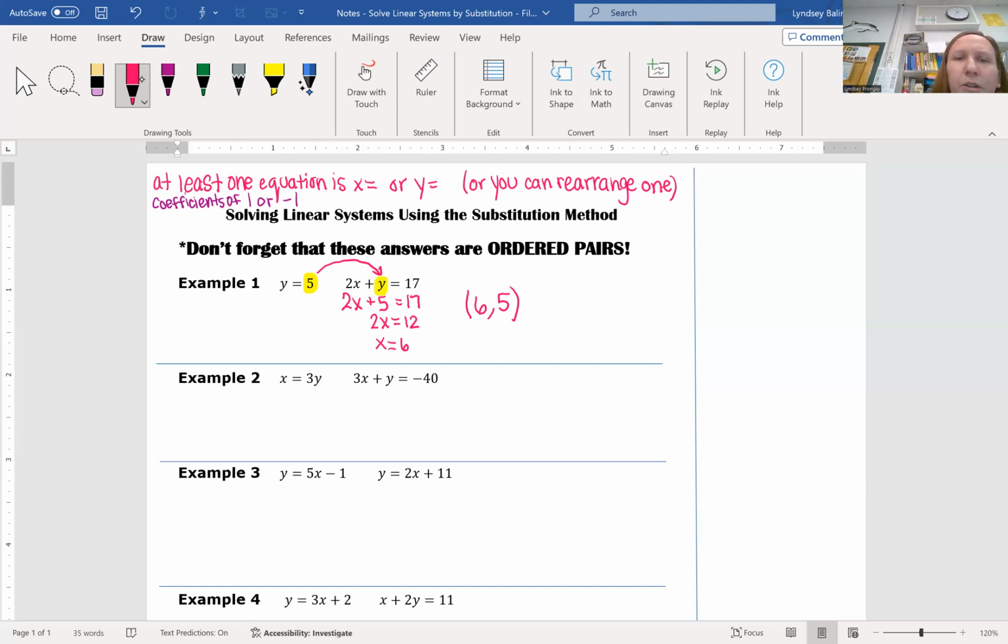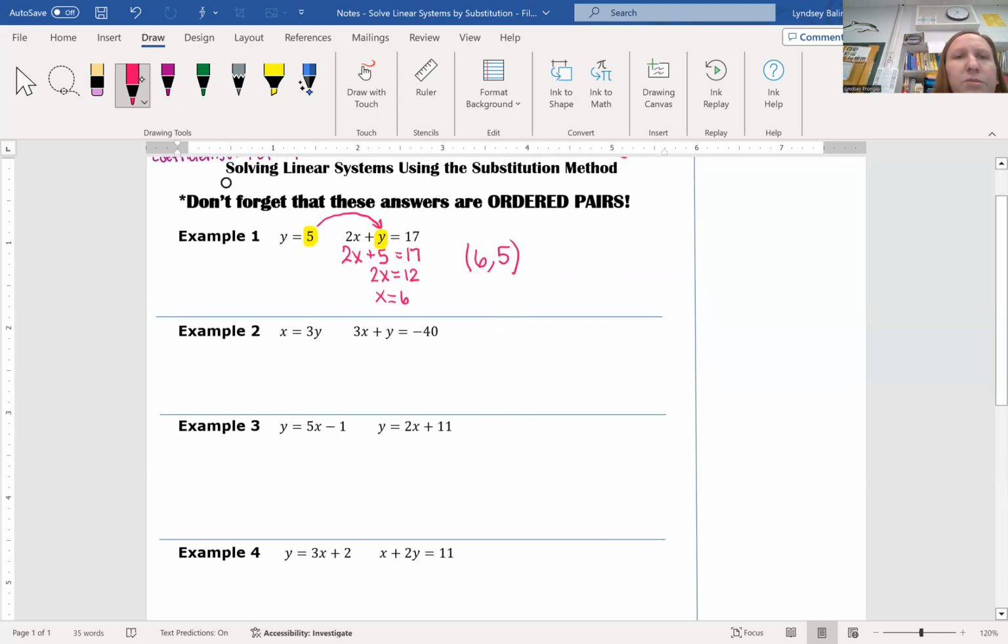Okay, example 2, we have x equals 3y and 3x plus y equals -40. So I have x equals something, so this is substitution. So I'm going to take that 3y, that x equals, but I'm plugging it in for the x in the equation this time. So this 3y is getting plugged in right there.